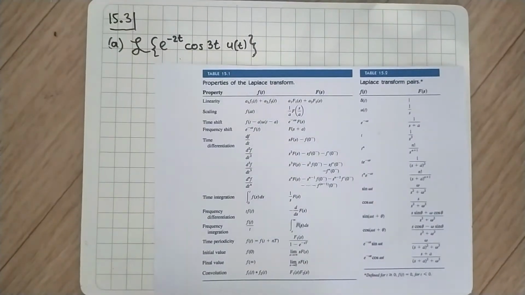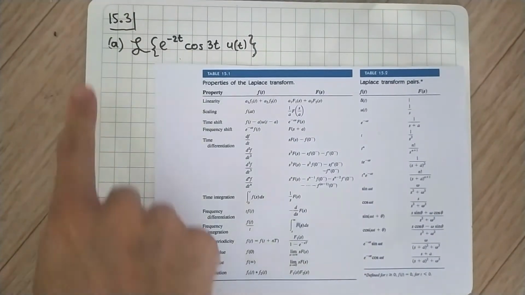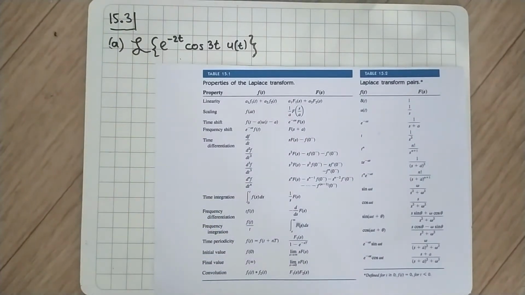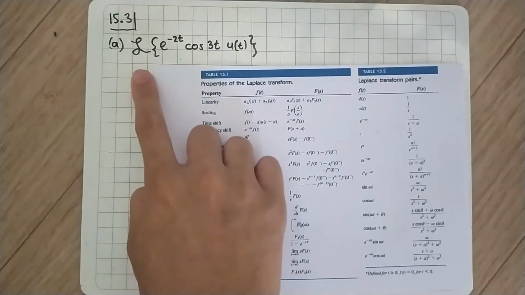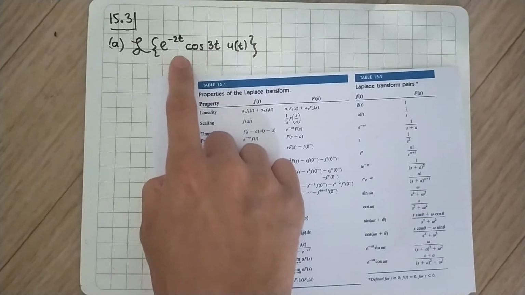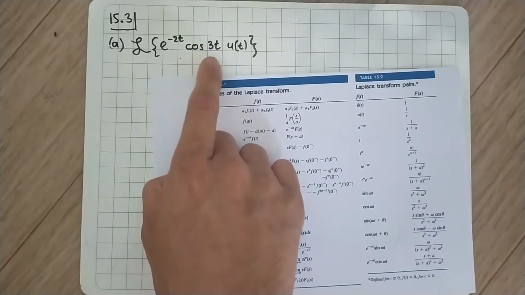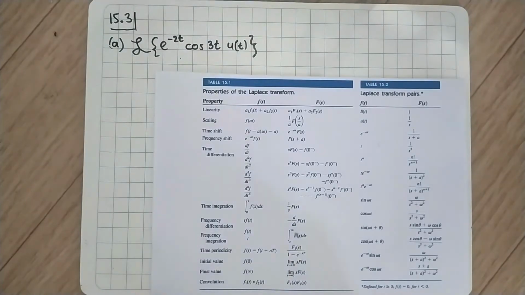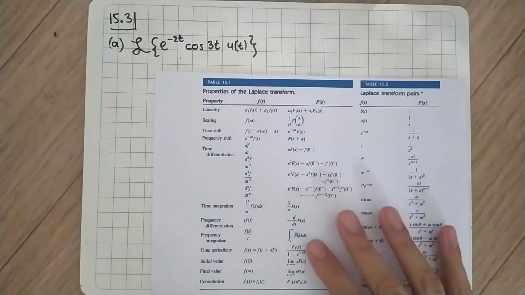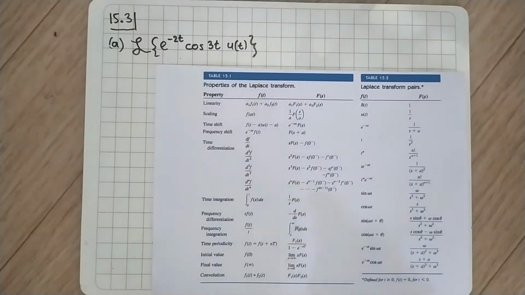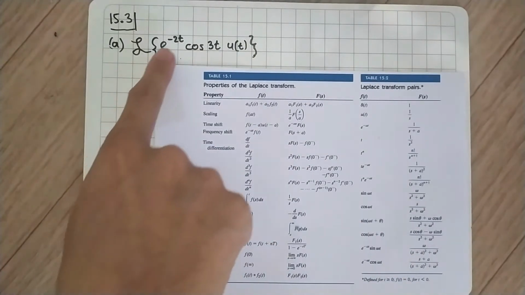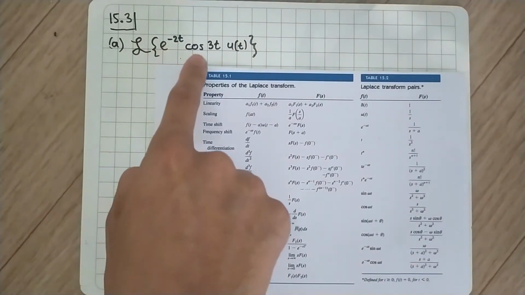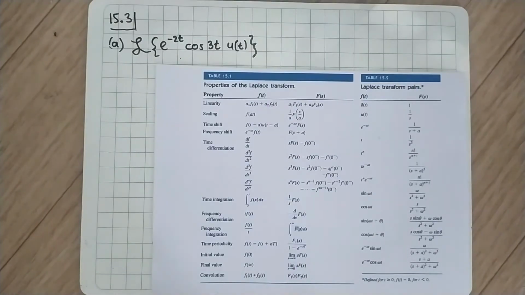Okay, we are going to solve problem 15.3 part A of Sadiku book, and the question is to find the Laplace transform of e to the minus 2t cosine of 3t u(t). And I will present two ways to do this, and the easiest way is to look at the Laplace transform lookup table. So here we have e to the minus at cosine omega t and u(t).